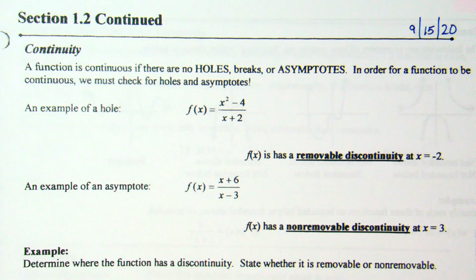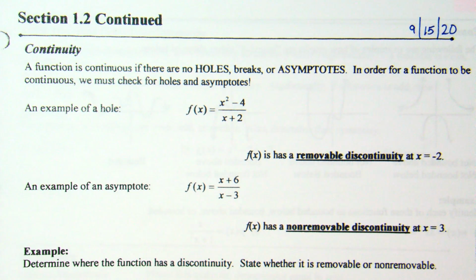Okay, so we've got kind of 4 topics here to talk about in this part of lesson 1.2. Our first topic is continuity. Being able to decide if a function is continuous or not. If something is continuous, we say it has continuity.